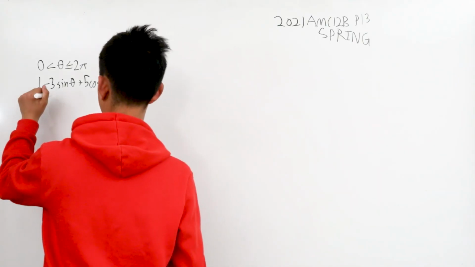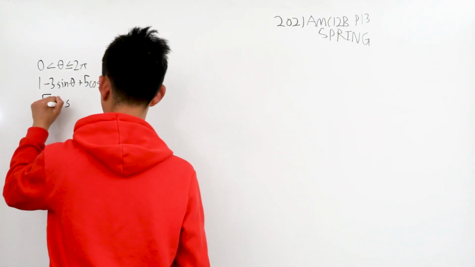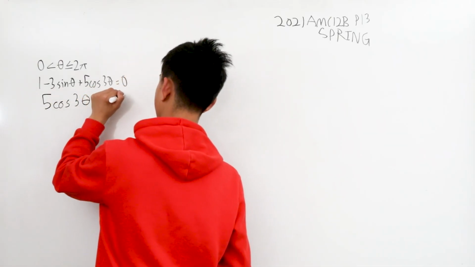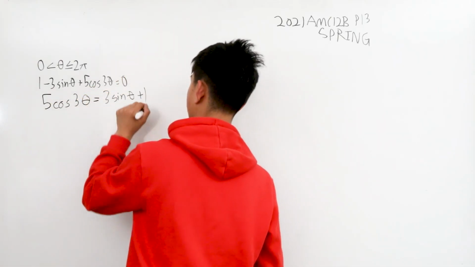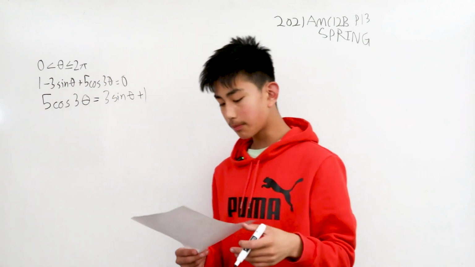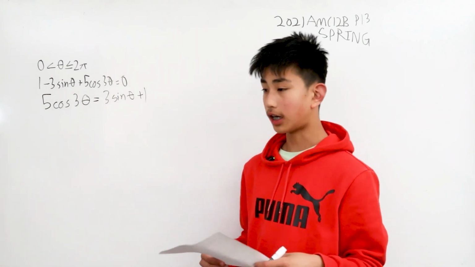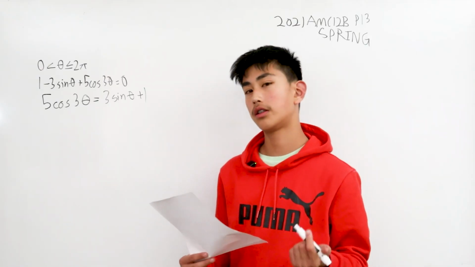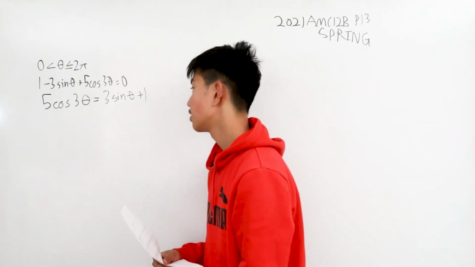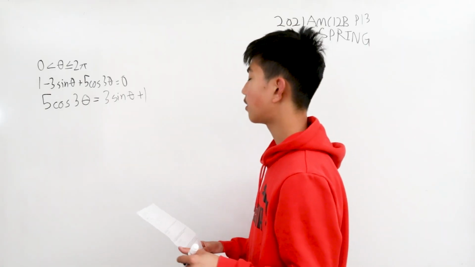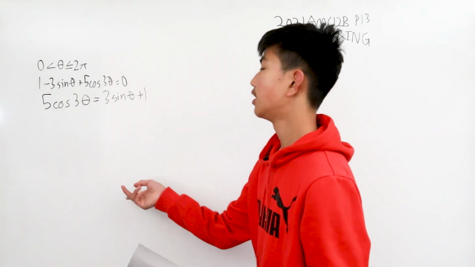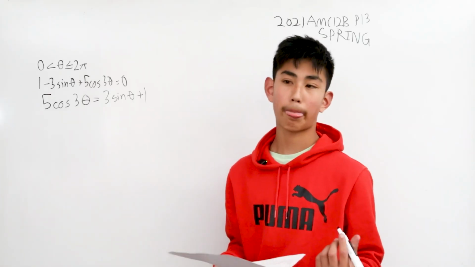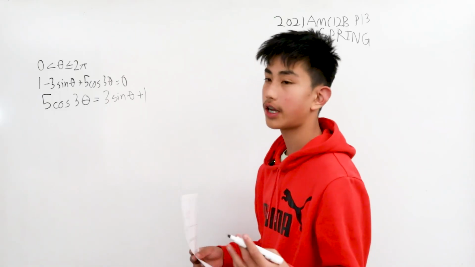So that this becomes 5 cosine 3 theta equals 3 sine theta plus 1. Now you might think this would be really complicated to solve, but you want to find the number of intersections in this. And what you basically see with all these equations, 3 sine theta plus 1, 5 cosine 3 theta, well, let's just start with the basic cosine and sine graphs.